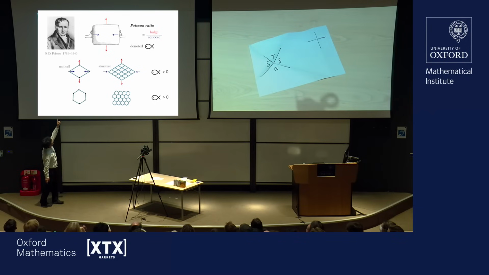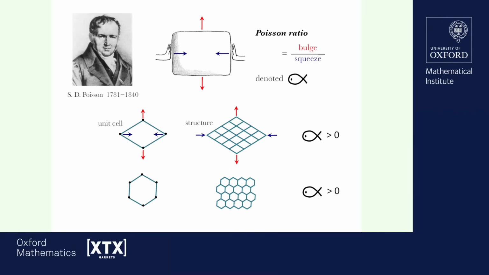If you take that lozenge shape, those black dots are supposed to be hinges, universal joints, and those bluish lines are supposed to be rigid rods. If you compress that along the blue arrows, you see that it's going to bulge out along the red arrows. That's a response of Poisson, and the Poisson ratio is reckoned to be positive.